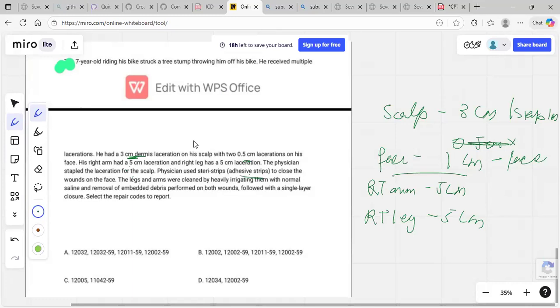Next, we have the legs and arms, which were closed: heavily irrigated, then layered closure performed on both wounds, and then a single layer was closed. That means they both have been closed with the intermediate approach.